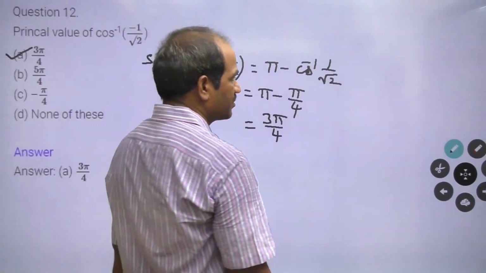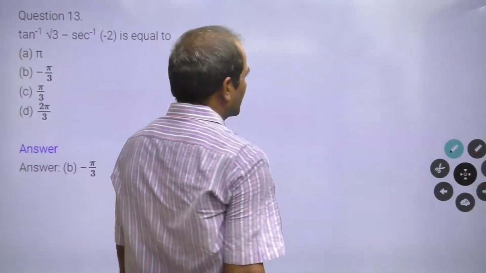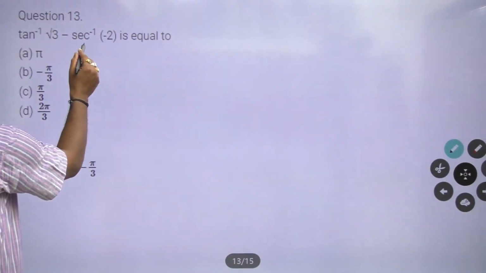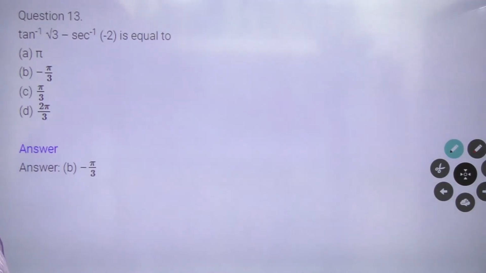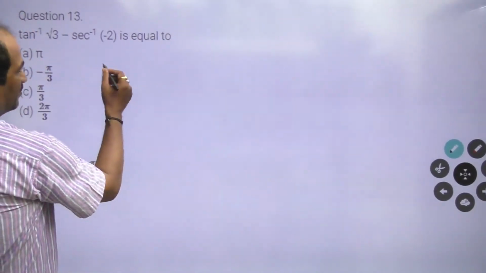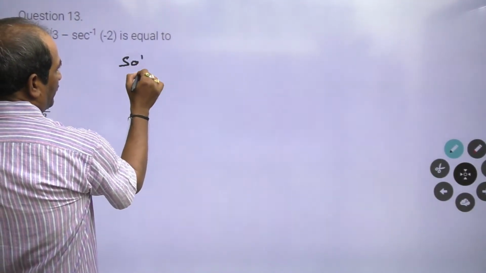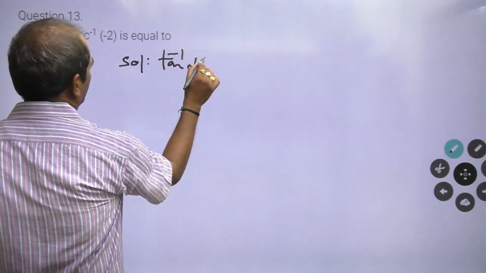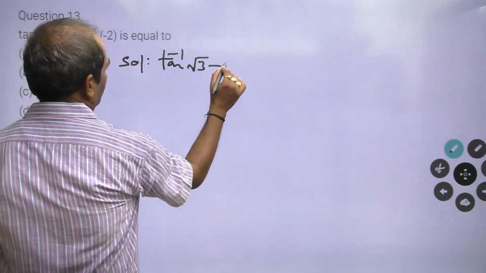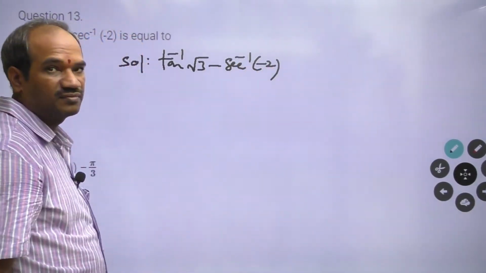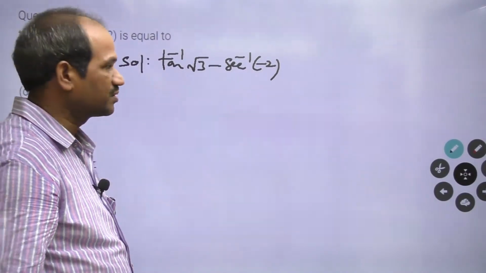Next problem: tan inverse of √3 minus secant inverse of -2. This problem was already done, but we repeat this question one more time. In the solution, tan inverse of √3 minus secant inverse of -2. This was a repeated question in the exam, a repeated question in objective problems.